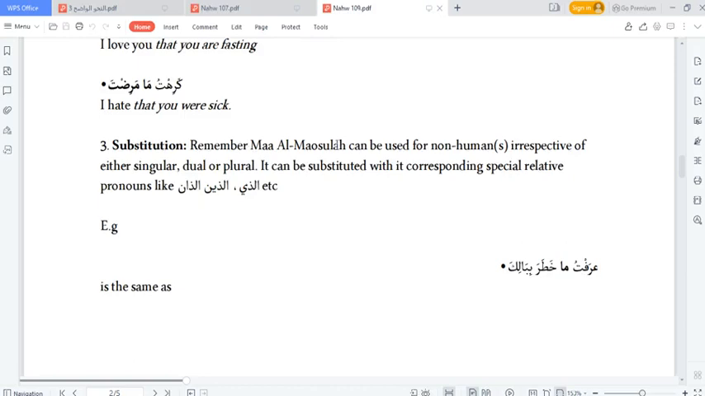Substitution, what do we mean? So remember that ma al-mawsula can be used for non-humans, irrespective of their number, whether it is singular, dual, or plural, isn't it? Now, it can be substituted with its corresponding special relative noun. It is alladhi, alladhina, alladhani, allati, like that. So it can be replaced. That particular ma can be replaced with its corresponding relative pronoun.